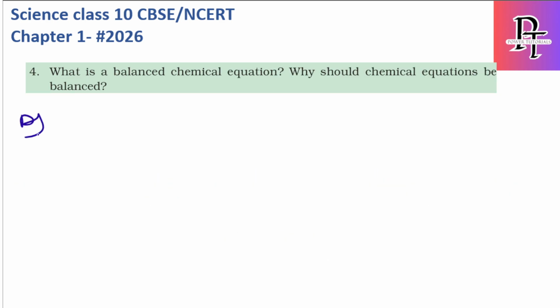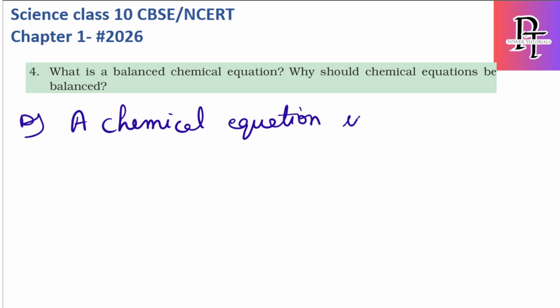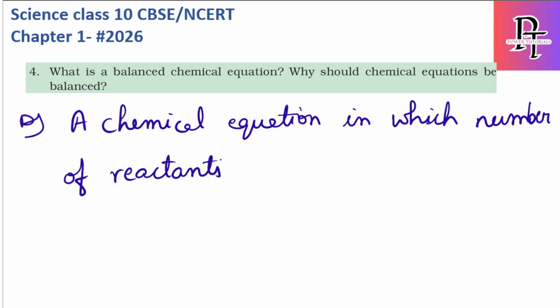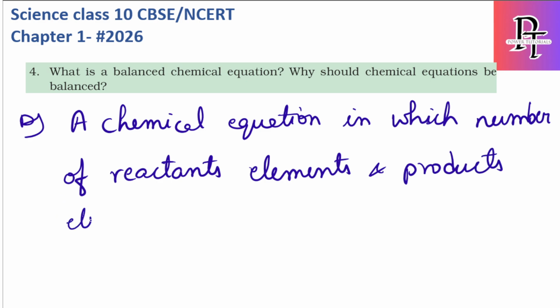Let's see the fourth one. What is a balanced chemical equation and why should the chemical equation be balanced? So a chemical equation in which number of reactants elements and products elements are same is called balanced chemical equation.